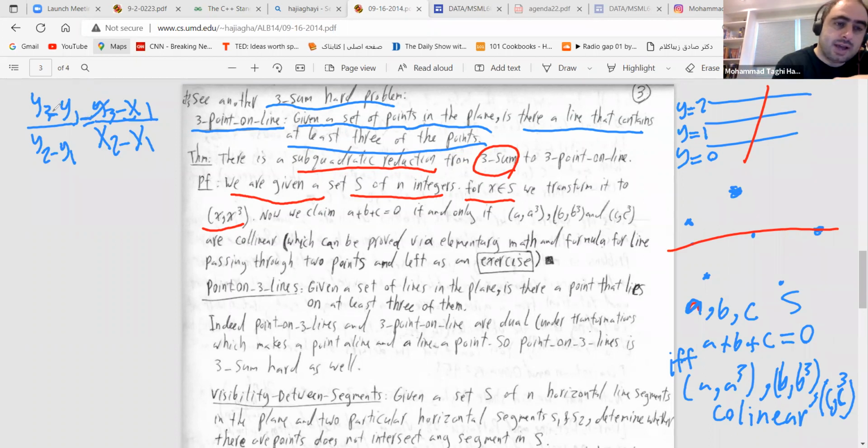So what is the formula that we have here? The formula would be this one. We have y3, which is c cubed, minus y1, which is essentially a cubed, over b cubed minus a cubed. So this would be equal to, now what is x3? x3 would be just c minus a here, and here this one would be b minus a.